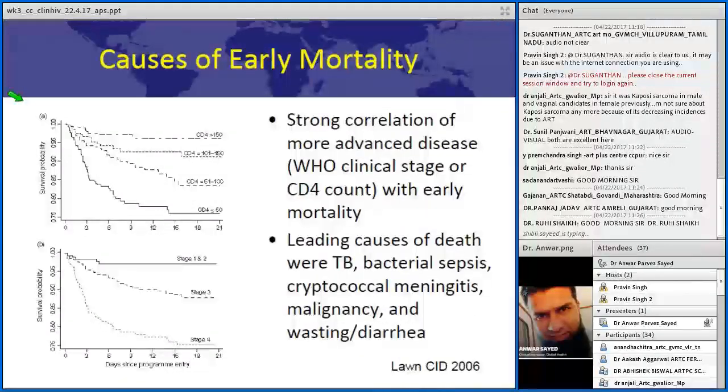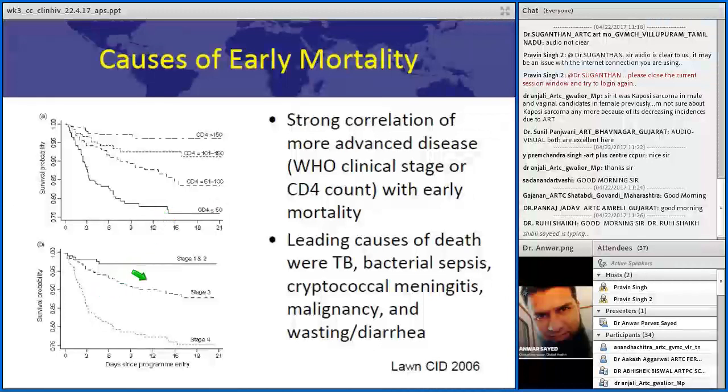Now you will ask, what is the cause of this early mortality after starting ART? There is a strong correlation of more advanced disease, that is WHO clinical stage and CD4 count, with early mortality. If you see this figure on the top left side, this is a survival curve showing the probability of survival, and it drastically reduces if the CD4 count is low. You can see here CD4 count less than 50, and here it is more than 150, where the survival is good. So within a year the survival will drastically drop if the CD4 count at which a person reports to the ART center is very low.